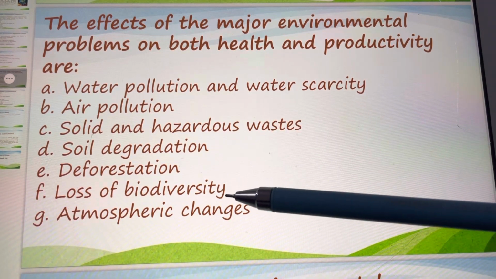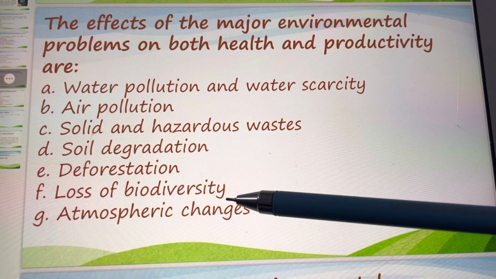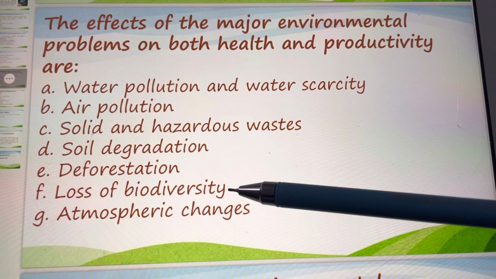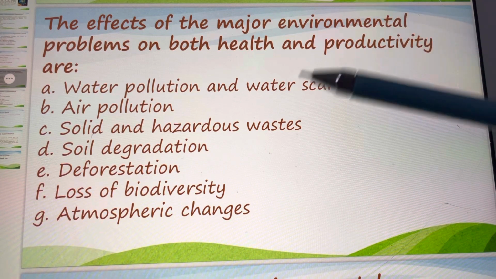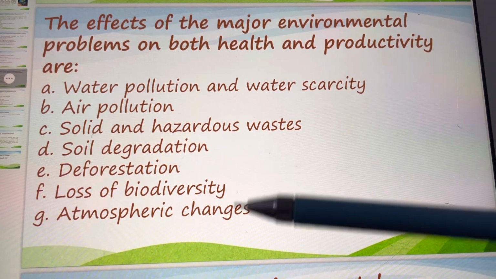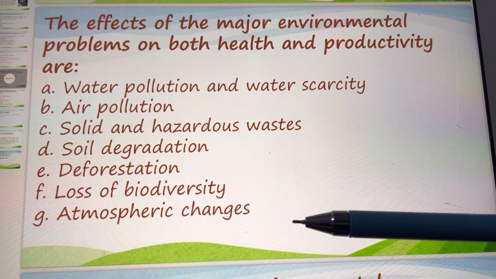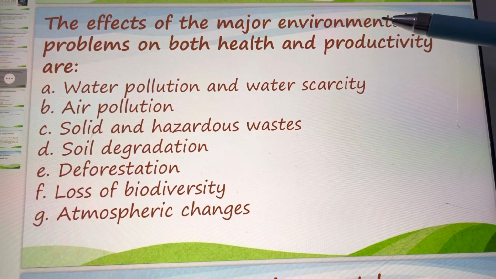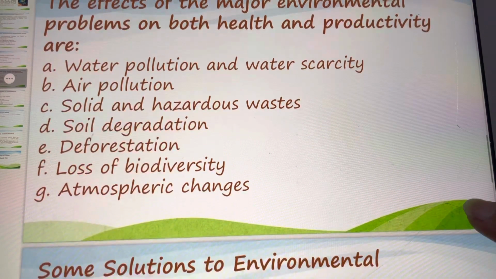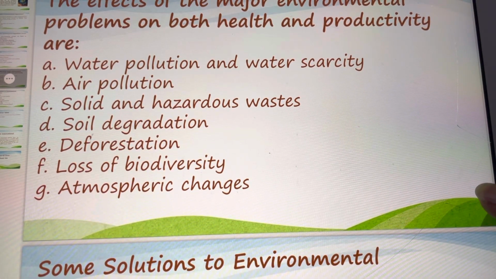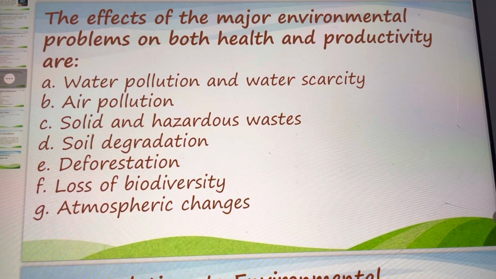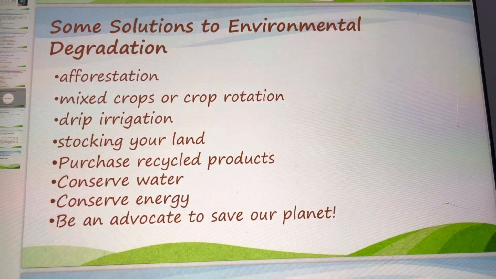Loss of biodiversity. Biodiversity means the connectivity between the natural and the other sectors of the country. What will happen? Some species that are required will be lost, and that becomes one of the causes of major environmental problems. Besides loss of biodiversity, there are atmospheric changes taking place in our country, and because of these atmospheric changes, seasons are changing, and that will also affect the agricultural sector and the other sectors of the country.